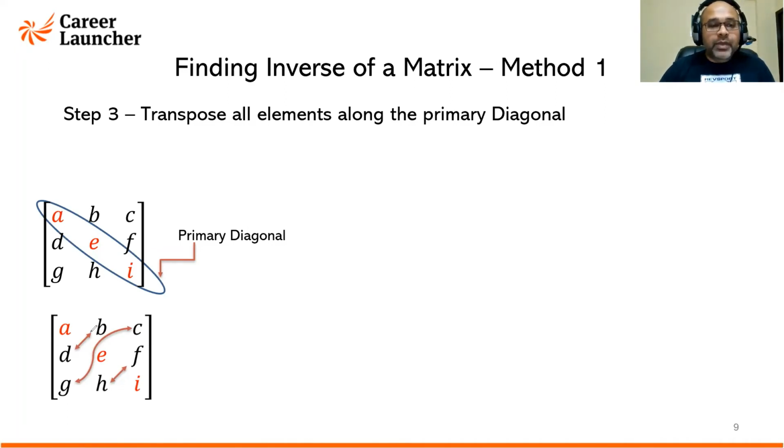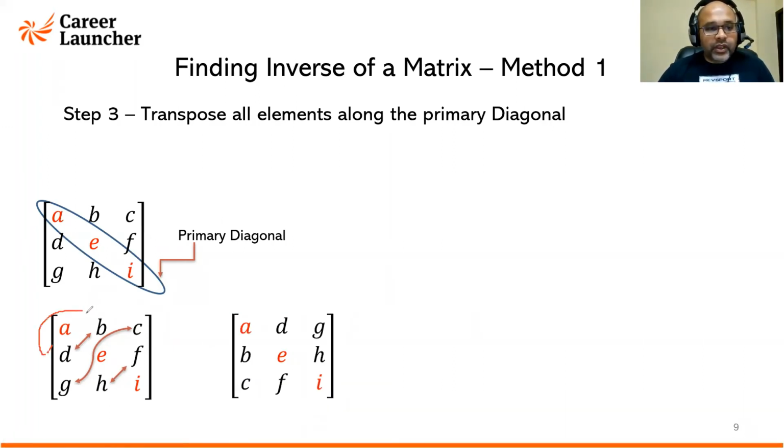So D and B, if you notice, D for Delhi and B for Bombay. Similarly, G and C, H and F, they will get interchanged. So you can see D is going here and B is coming here. So D and B. Similarly, C is coming here, G is going here. So G and C. And similarly, H and F. This is the end of your third step.